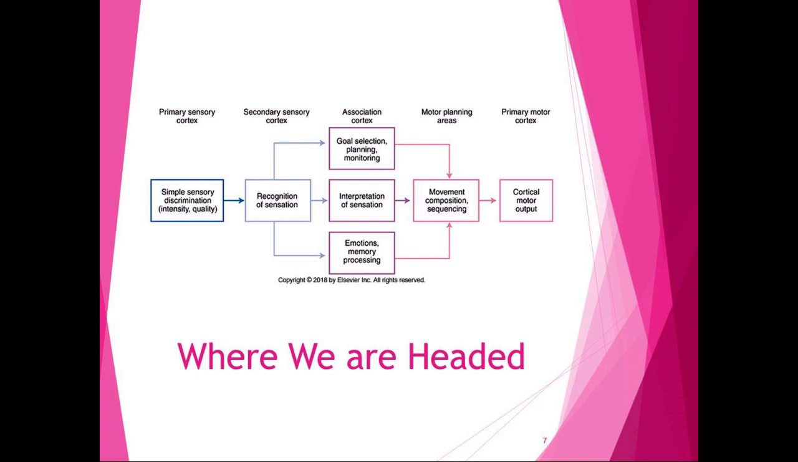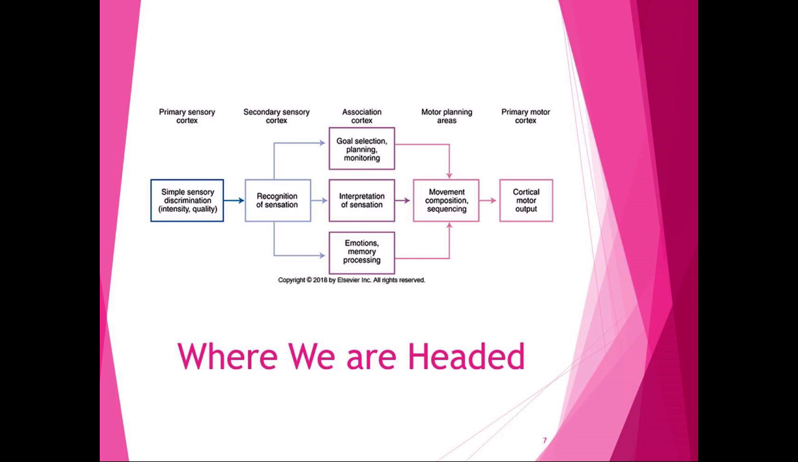All that information is processed and interpreted in the association cortex, which is a large part of our brain. Then if there's a motor act that needs to happen, it needs to go to motor planning areas and then finally to the primary motor cortex to have that motor output that's going to guide our actions.